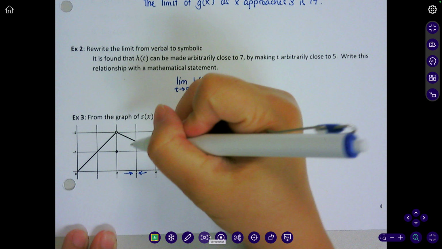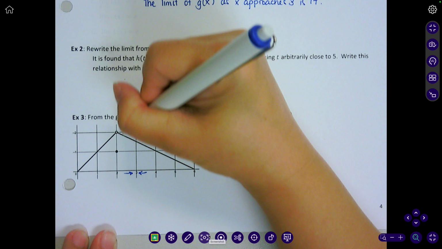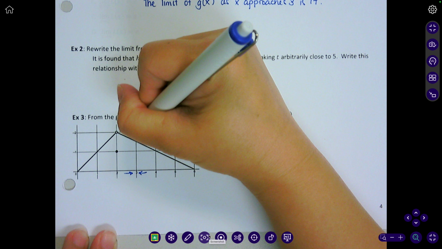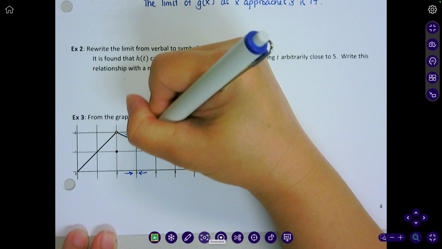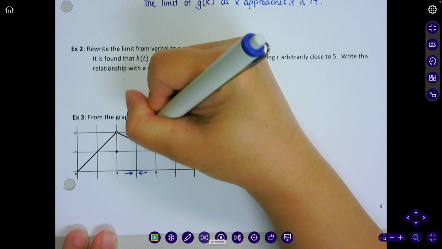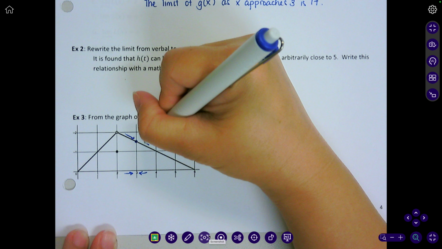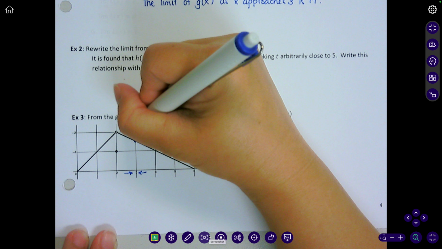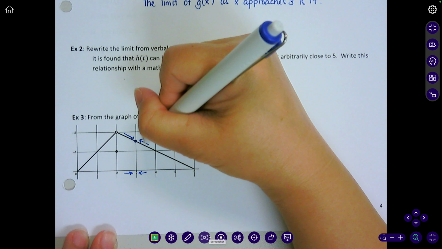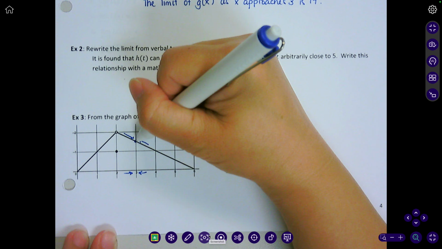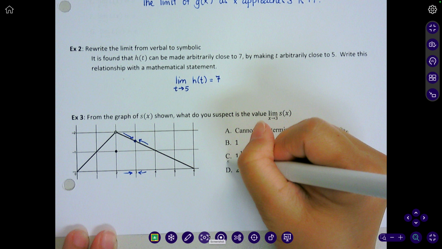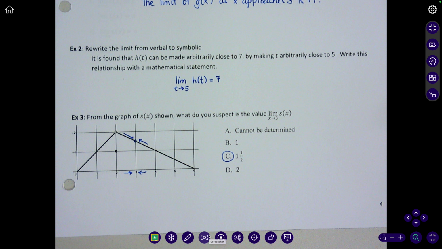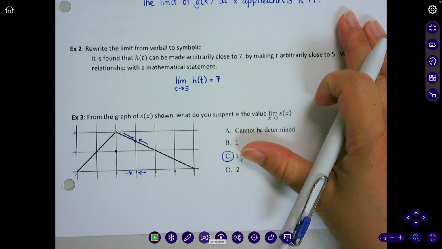1 and 1/2. If you take a look at this point, you can see that as I get closer to 3, my y value goes down to this point. And it doesn't matter if I go from the left direction or from the right direction, my y value goes to 1 1/2 or 1.5. So my answer is C. Questions on that? We good? Let's move on. Go to the next page.